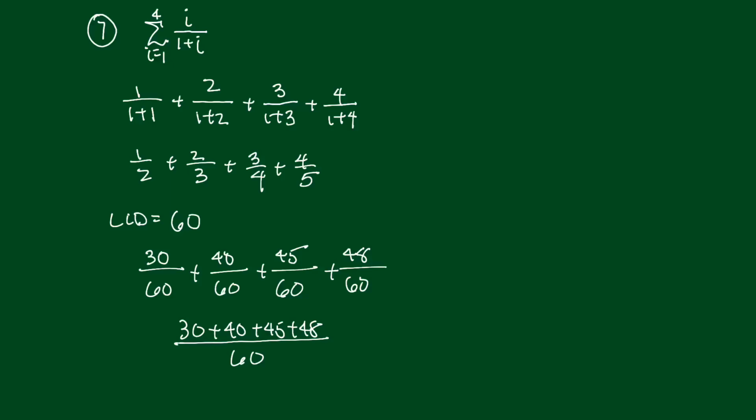So what does this come out to be then? 30 and 40 is 70. 70 and 45 is 115. 115 and 48, all right, if I did this right, I'm getting 163 over 60. And I don't think that's going to reduce. So I'm going to claim now that the summation i equals 1 to 4 of i over 1 plus i, that value is 163 over 60.